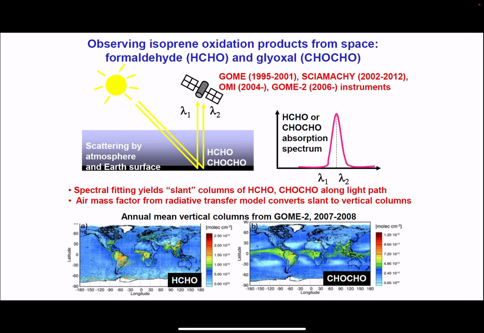And we can observe some of these oxidation products from space. So we can observe formaldehyde and glyoxal, two key isoprene oxidation products. And on the bottom here, you can see the map distribution. Isoprene comes from trees. So again, where you have lots of vegetation, you have lots of isoprene products. And here, glyoxal, you can also see there's a strong signal over the ocean. This is actually sort of an active area of research as to why there's so much glyoxal produced over these oceanic regions.